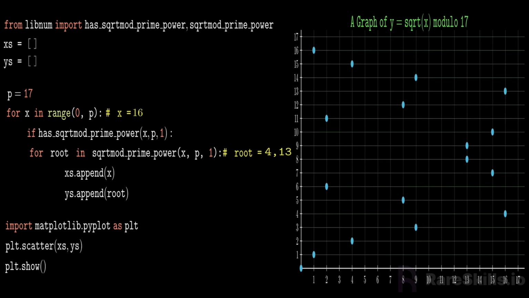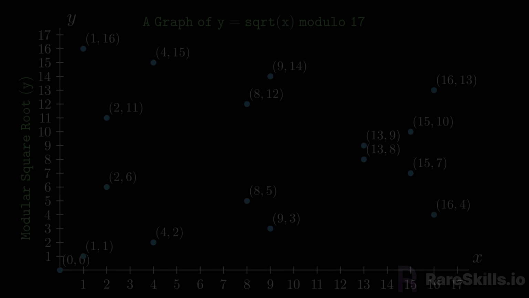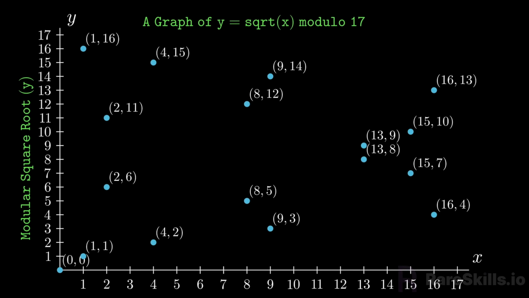And lastly, when x is equal to 17, 17 modulo 17 is equal to 0. This is what the square root looks like in modulo 17.